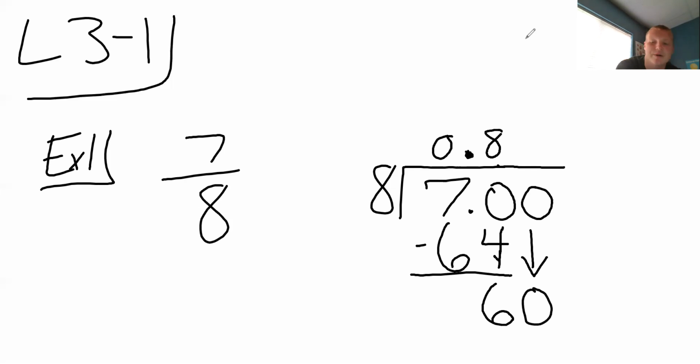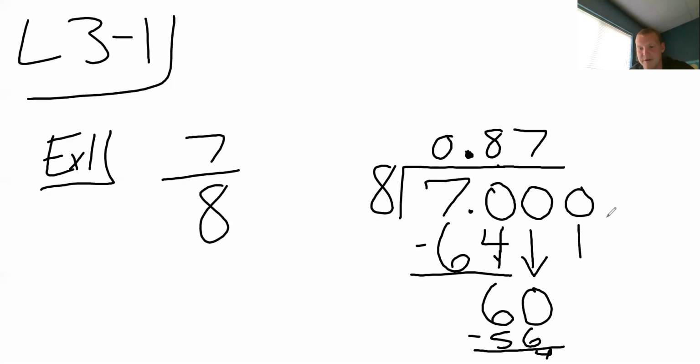How many times does 8 go into 60, Logan? Yeah, 7 times. Yep. 8 times 7 is 56. So I'm going to have a remainder of 4 there. Add another 0. How many times does 8 go into 40? Madeline? 5. Yep.